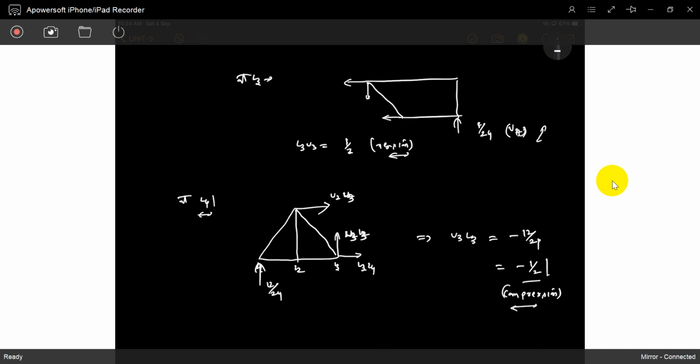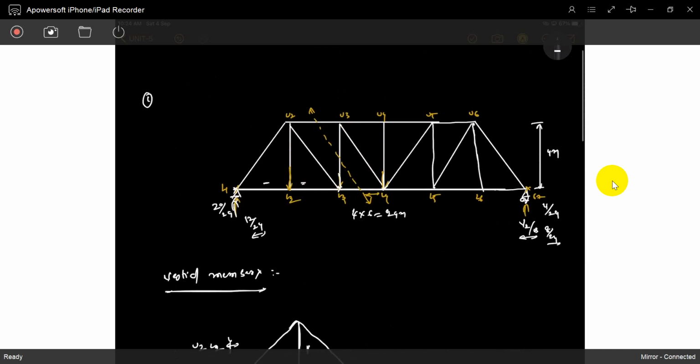See, up to the load at L3, U3 L3 gets a tension force. When the load is at L4, it is a compression. That means in between L3 and L4, the force changes from tension to compression. Remaining everything, if the load is at L5, same. What is this value? This value is 8 by 24. So see now you can observe it. The load is at L4 to L7.